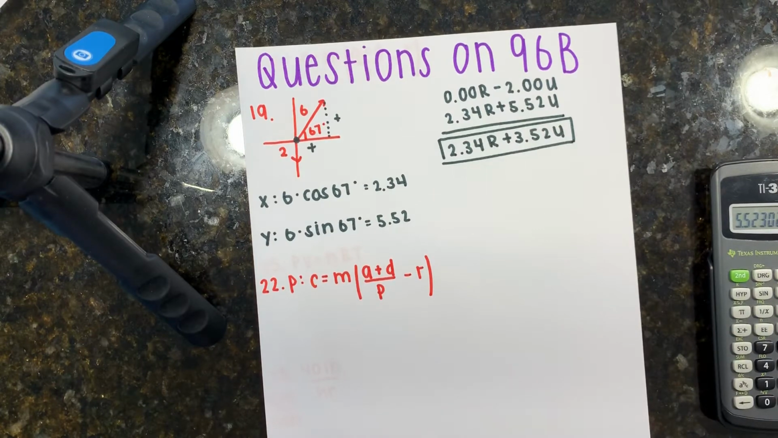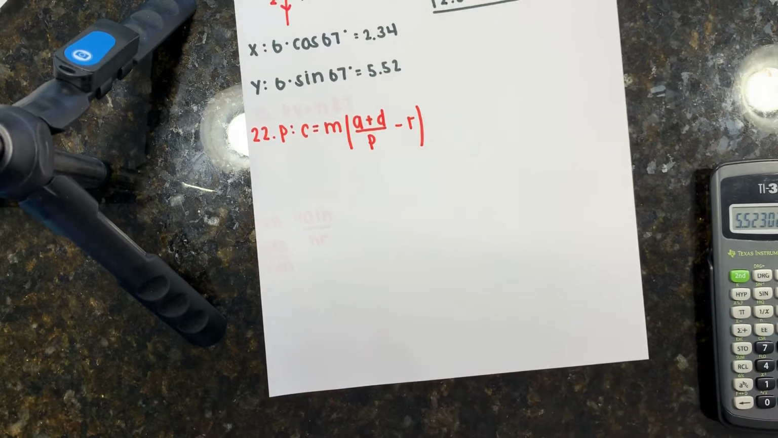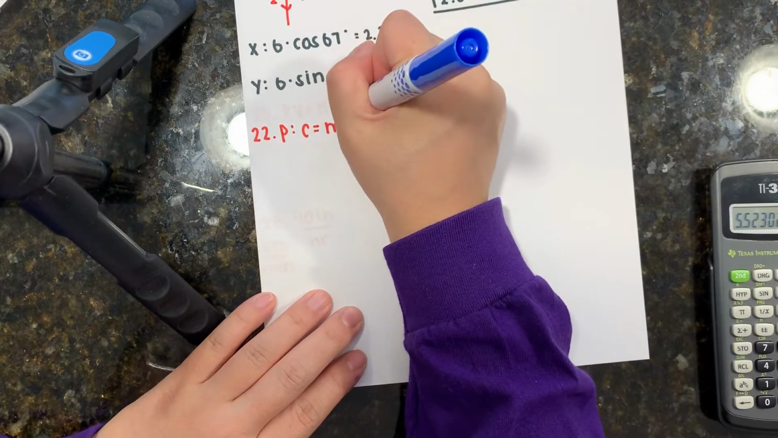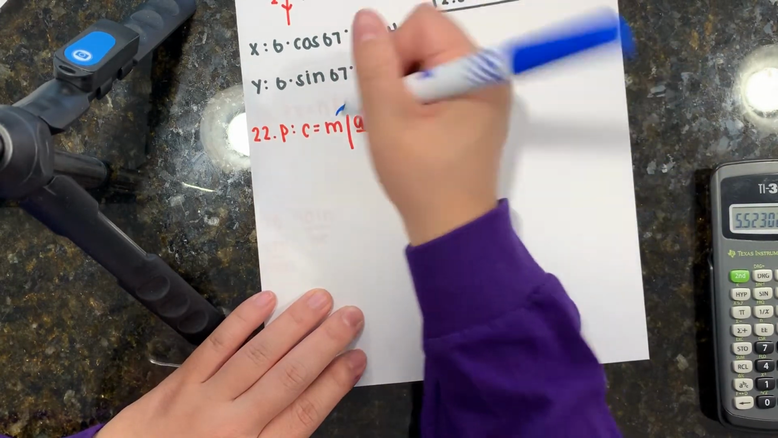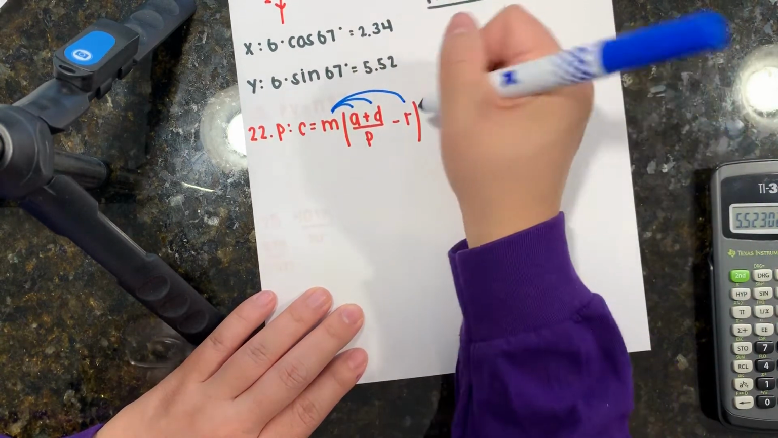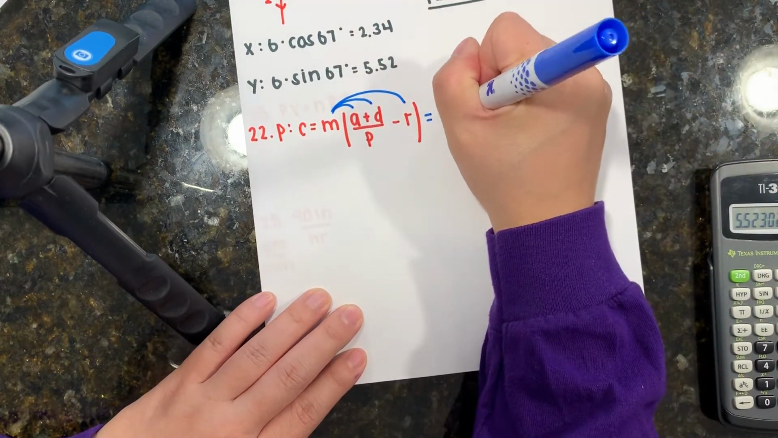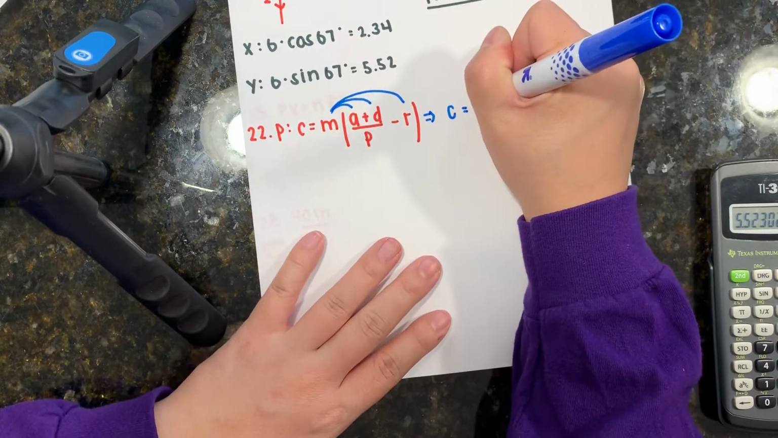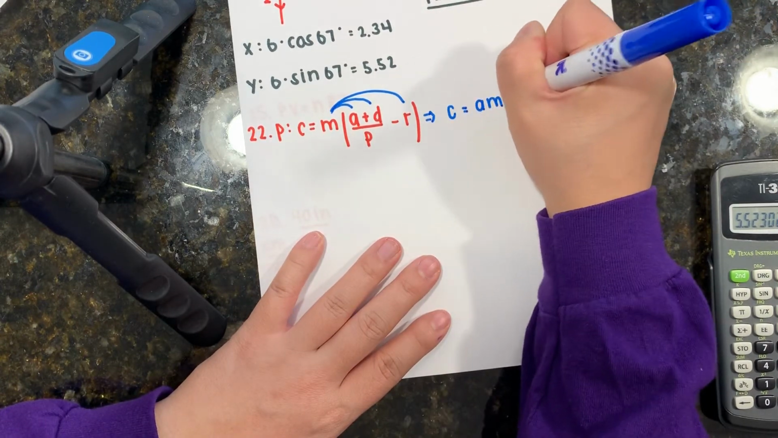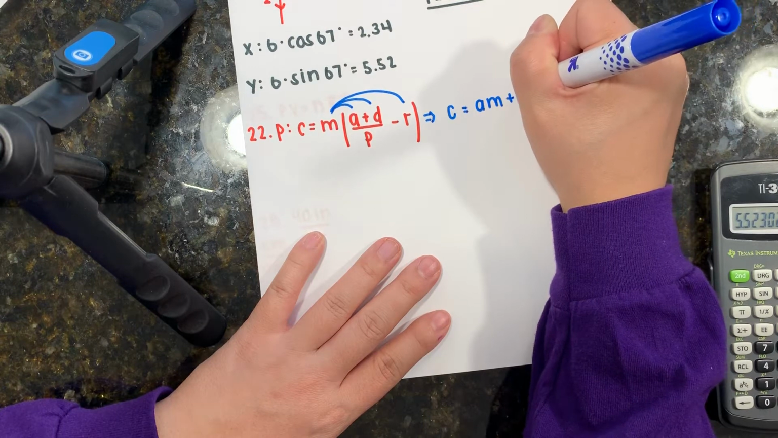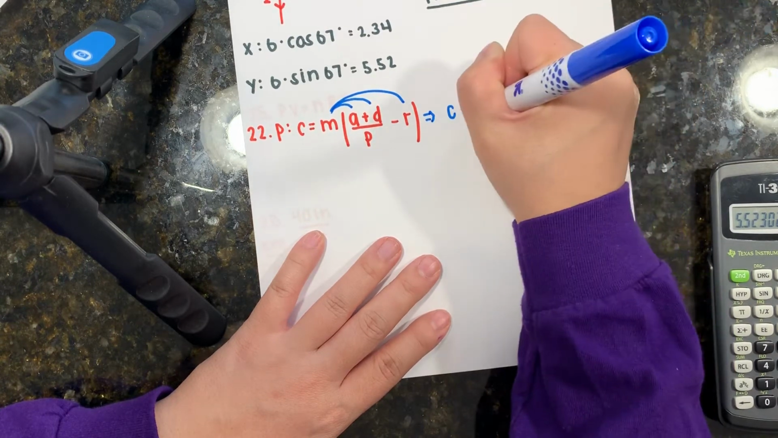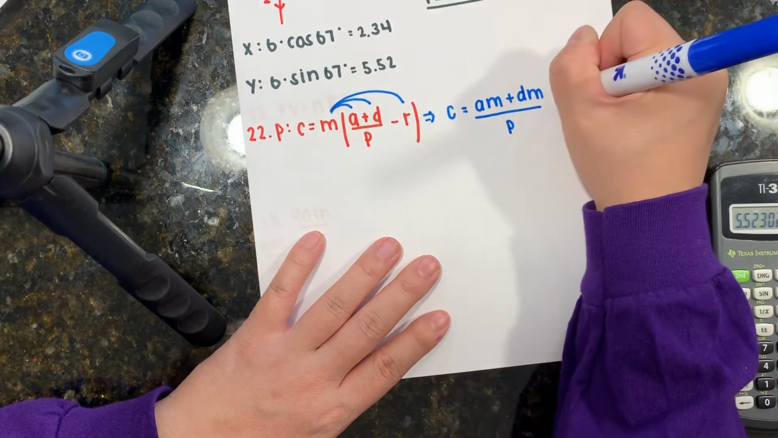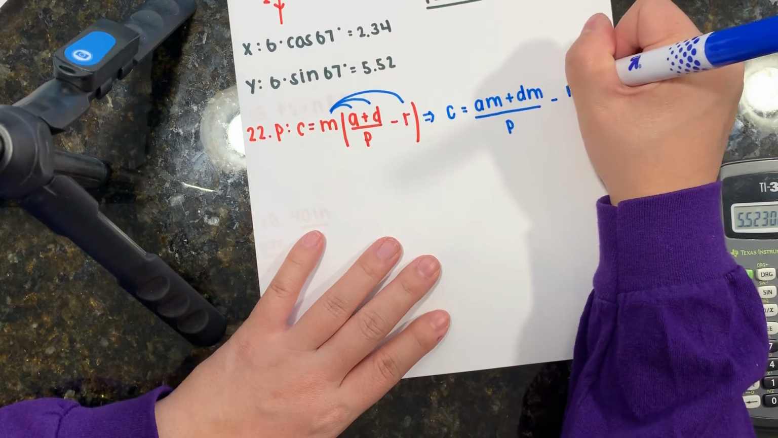Now moving on to number 22, what I'm going to do first is I'm actually going to distribute this m. And remember that when you do that, you have to distribute to both terms. So that means I'm going to get C is equal to AM plus DM all over P minus RM.